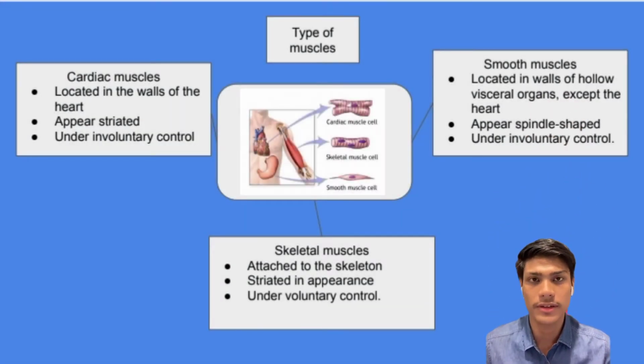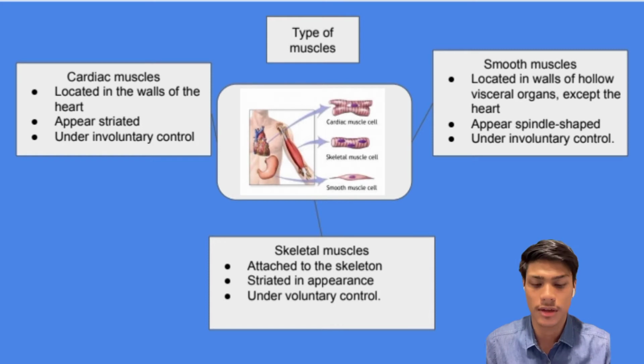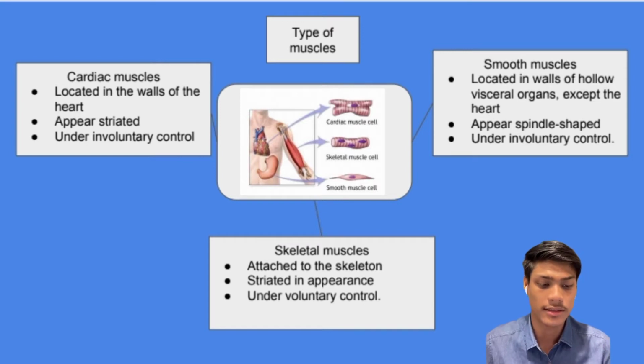So I'm going to present about types of muscles. There are three types of muscle tissue. The first is cardiac muscle. The second one is smooth muscle, and the third one is skeletal muscle.